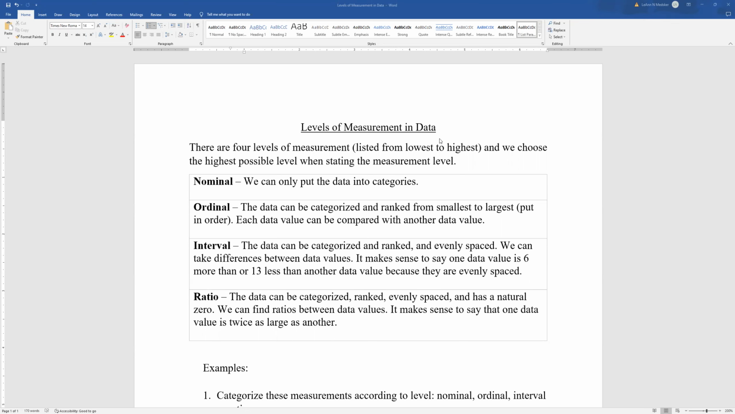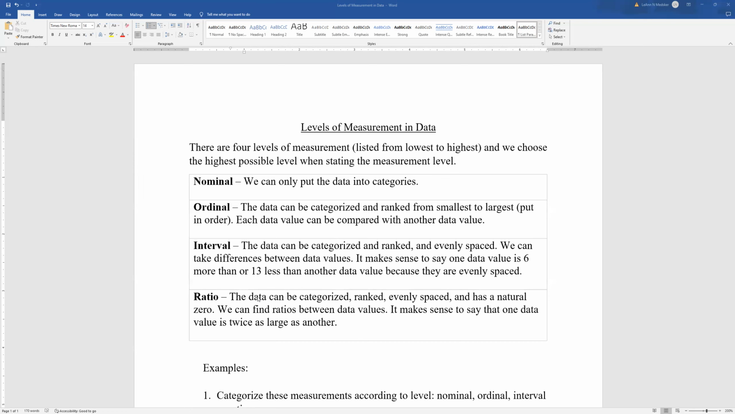Interval is the data that can be categorized and ranked and evenly spaced. This is the key component that separates interval from ordinal, because we're still categorized, we're still ranked, but now we're evenly spaced. We can take differences between the data values. It makes sense to say that one data value is 6 more than or 13 less than another data value because they are evenly spaced or equal. I like to think of it as the difference between them we're measuring by something that is the same. So same unit of difference.